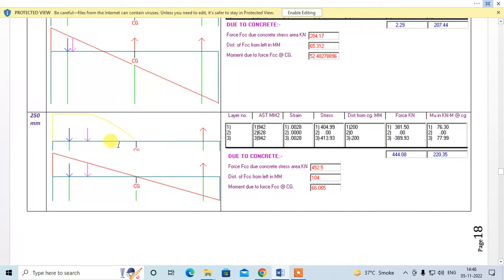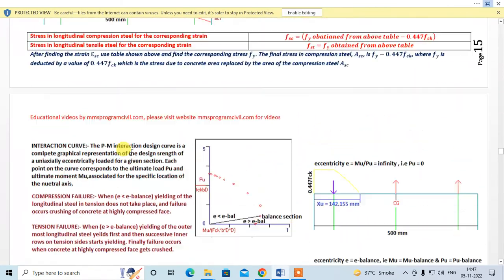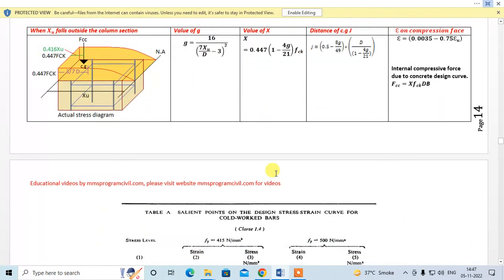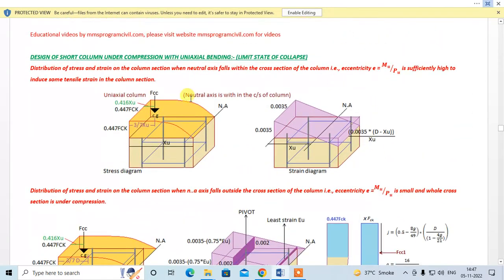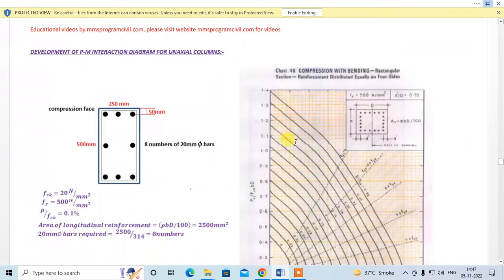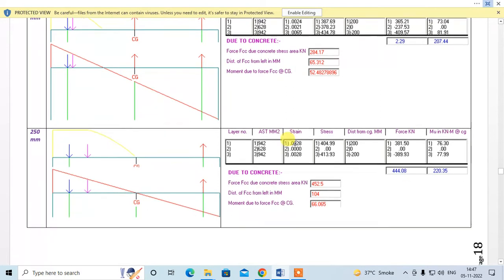Again, we can see that the neutral axis falls within the section. First, find all the details required due to concrete. First, we will find Fcc. For Fcc, again, you have to use the same case. You have to use this case because the neutral axis falls within the section. Use this formula, right? And for strain, you have to use this, because the neutral axis falls within the cross section. So this is our second case.